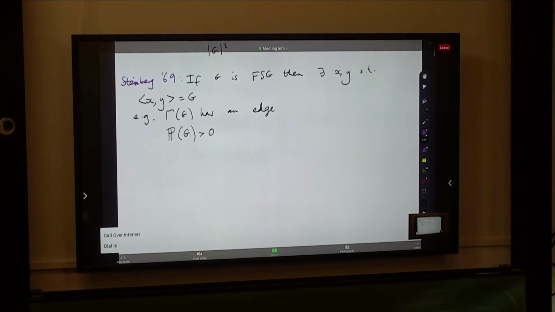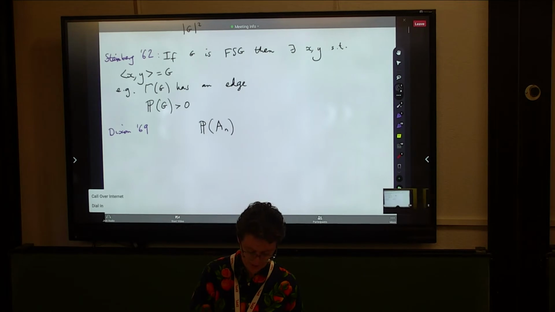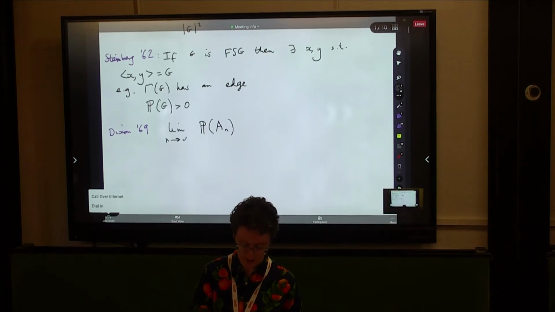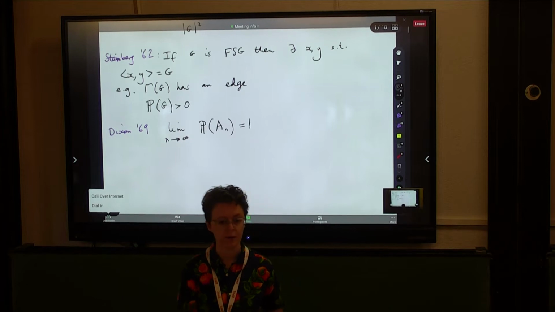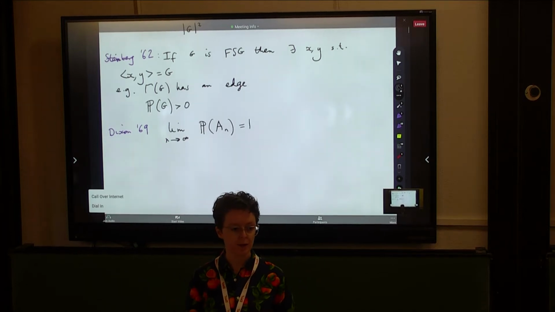Wait, this was 62. This next result was in 1969. And Dixon studied the alternating groups. Okay, so he showed that the probability that two random elements generate the alternating group in the limit as n grows is 1. What this means in terms of the graph is that almost all of the edges that can be there are actually there.